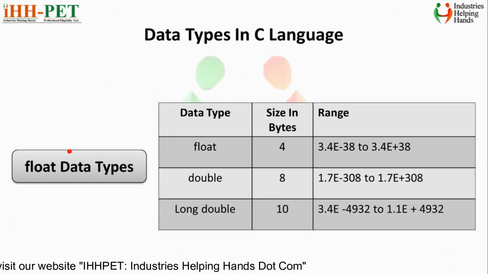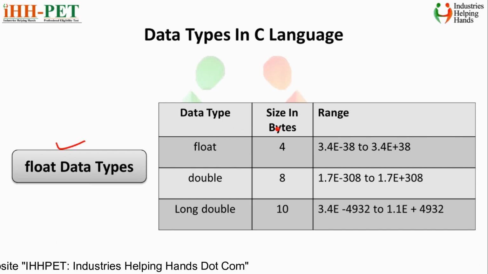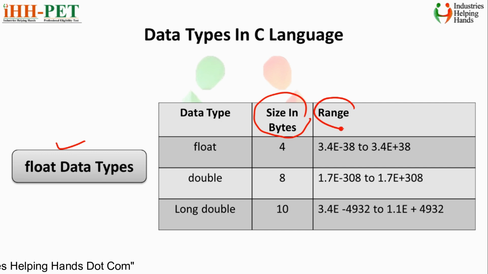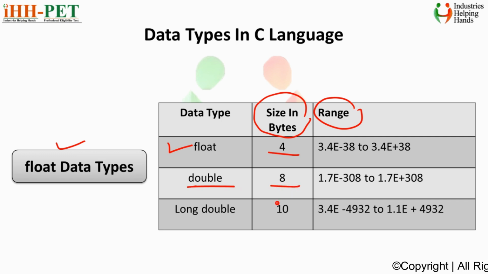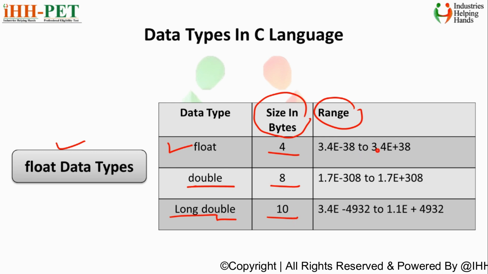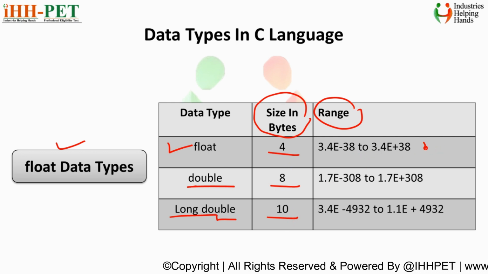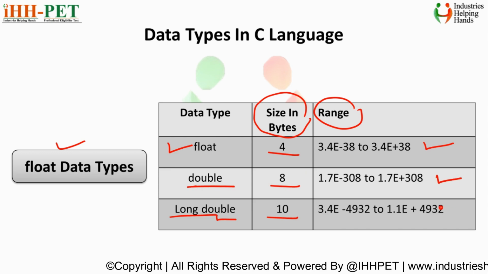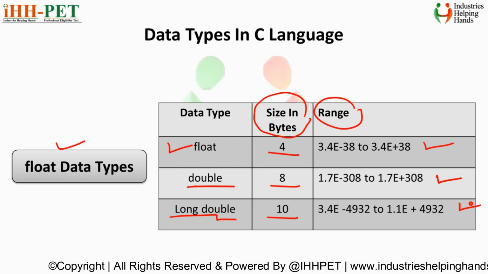Now you can see here the float data type, size in bytes, and range of the float data type. So float carries 4 byte in memory location, double carries double of the float, 8 byte in memory location, and long double uses 10 bytes in memory location. And you can see the size for float, double, and long double.